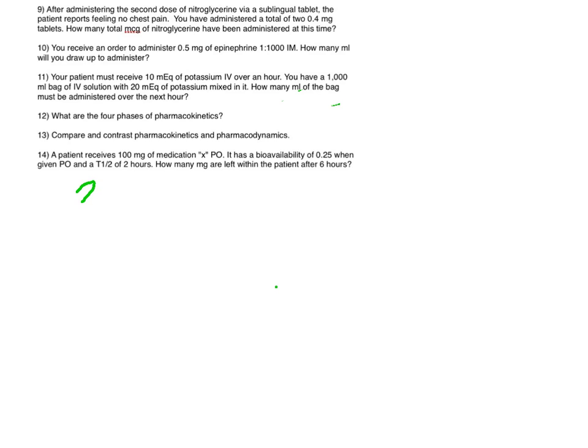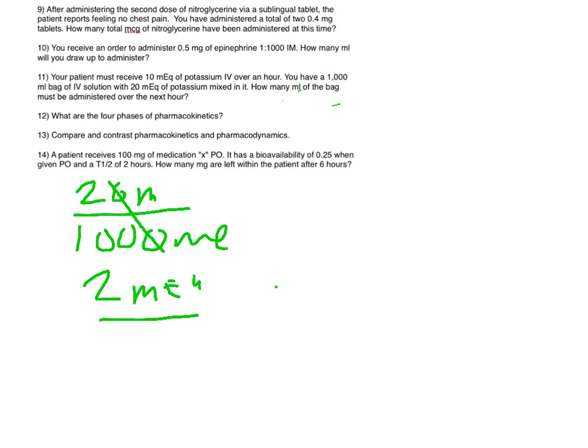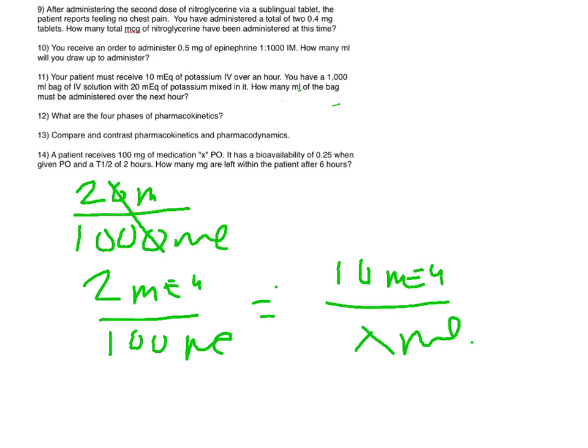So if I have 20 milliequivalents in 1,000 milliliters, I can break that down to 2 milliequivalents per 100 milliliters. Okay, so I could go 2 MEQ per 100, and I could set up a quick have want, 2 milliequivalents in 100, and I want to give 10 milliequivalents in X milliliters, okay.